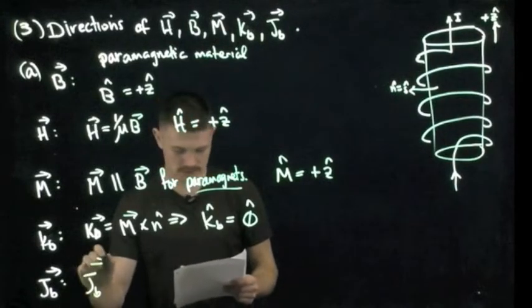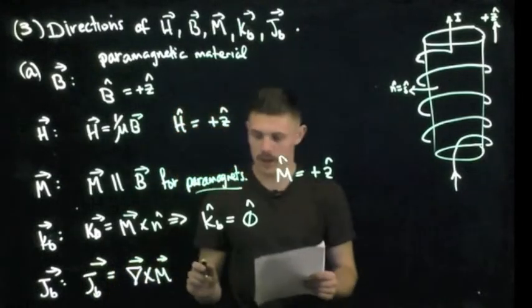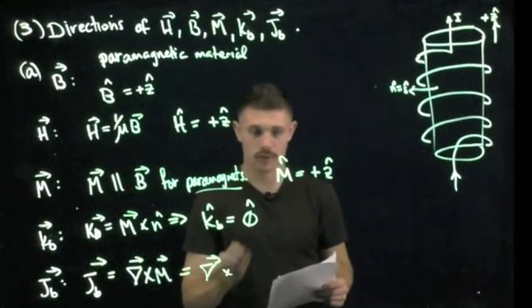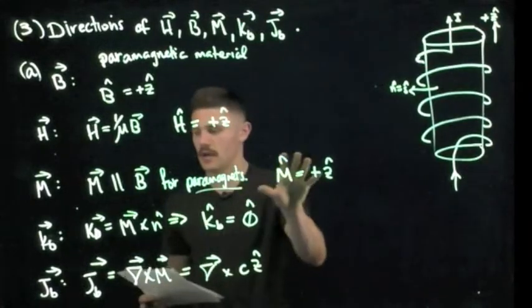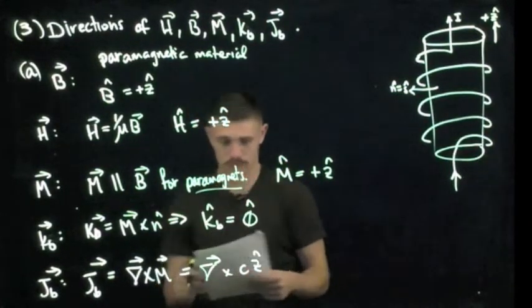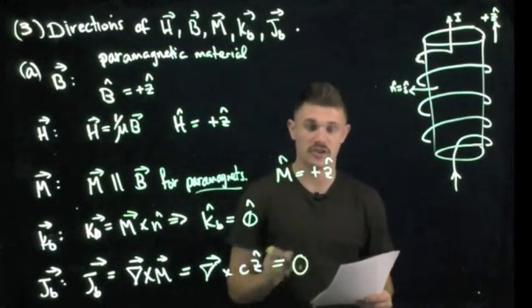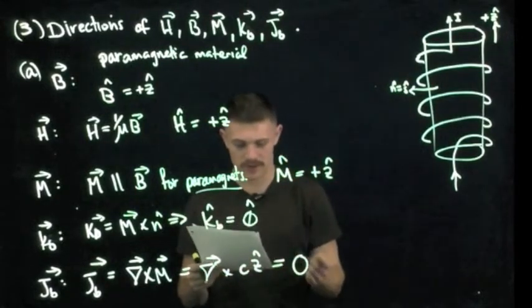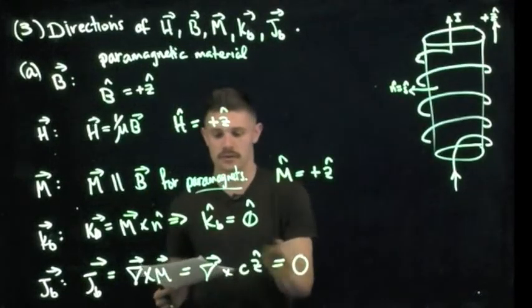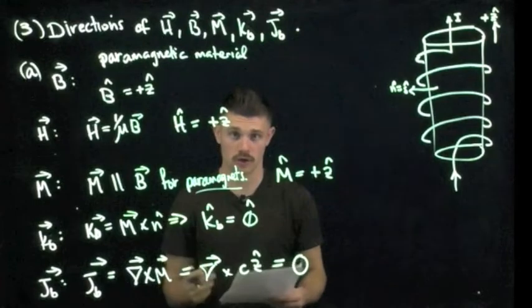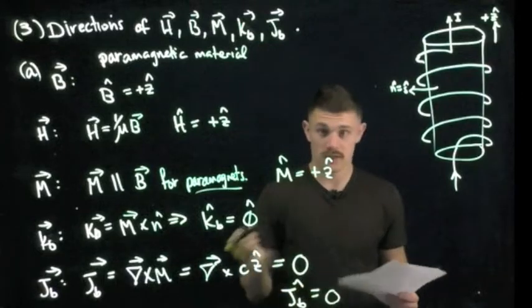And J_B is equal to the curl of the magnetization M, which is just the curl of our magnetization, which is some constant times z hat, where again we know this is what M is given by. By doing this curl, we see that because this is a constant magnetization, this curl is just 0. So because the magnetization is constant, and we do the curl of that constant magnetization, this curl will always give us 0 bound current density. So J_B has no direction because it's 0.